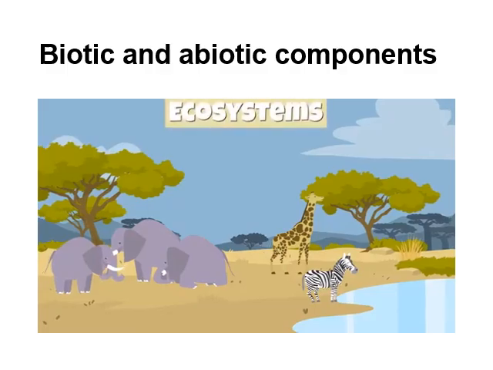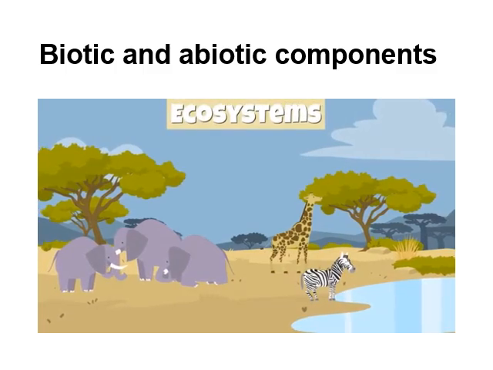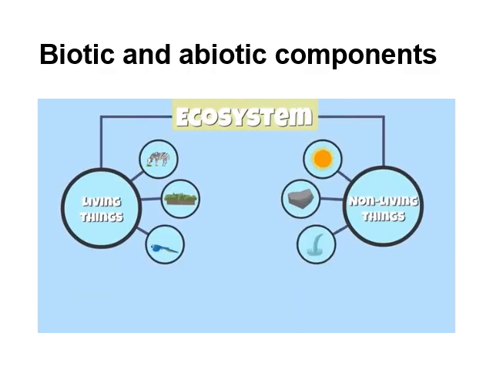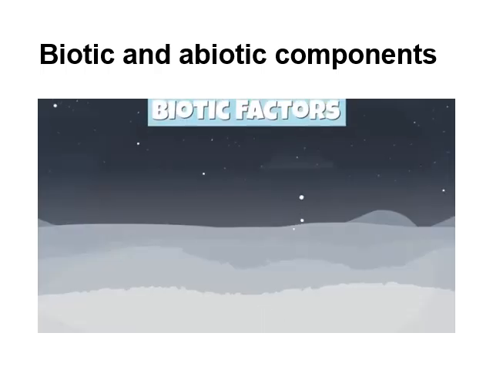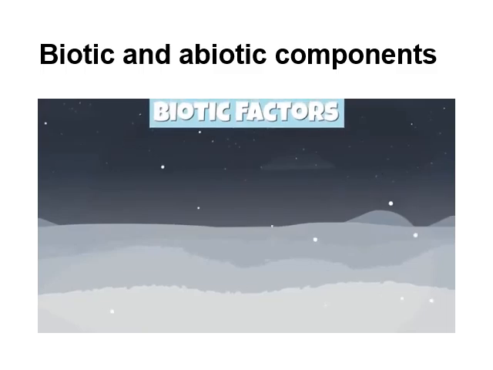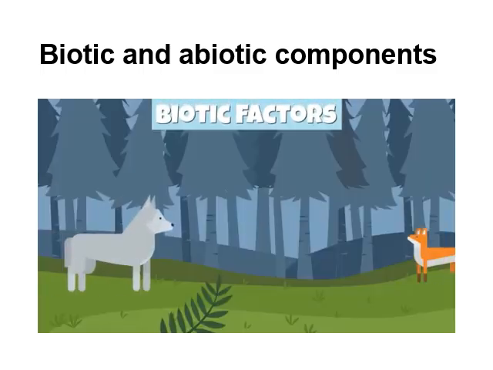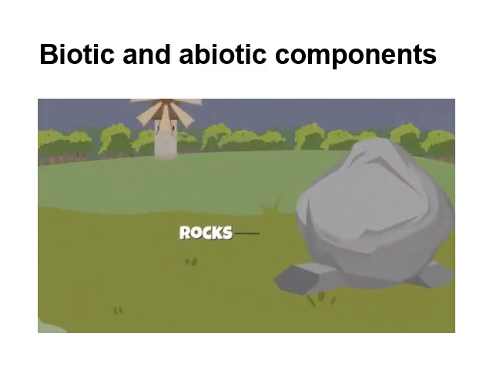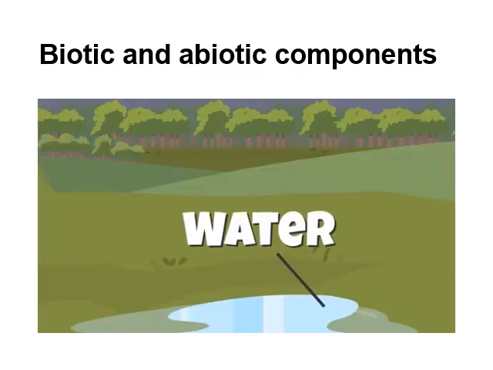Did you know that living organisms interact with each other and with non-living things in an ecosystem? An ecosystem is made up of both living and non-living things, or what biologists refer to as biotic and abiotic factors. Some examples of living things, or biotic factors, include polar bears, penguins, wolves, foxes, and mosses. Some examples of abiotic factors include rocks, soil, snow, air, temperature, and water.